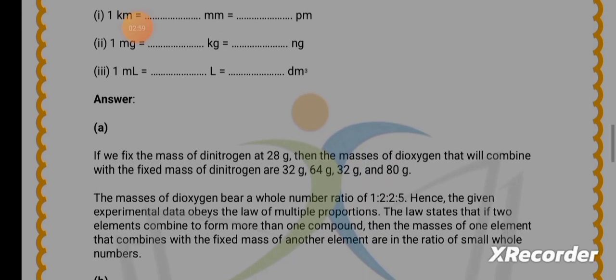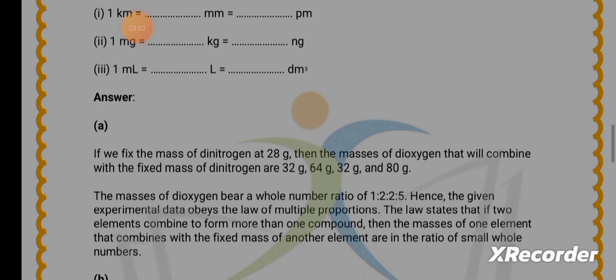So your answer is, as you know, by fixing the mass of one of the elements, that is, if you fix the mass of dinitrogen, then the masses of dioxygen come out to be 16, 32, 32 and 80 gram. And your ratio comes out to be a whole number ratio. So this ratio will come out to be 1:2:2:5. So this experimental data shows that it obeys the law of multiple proportions.